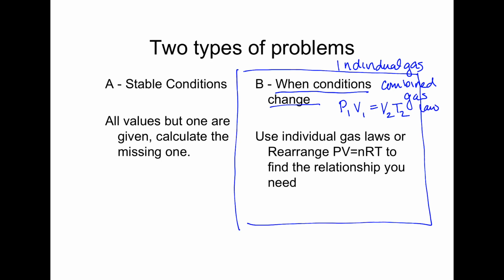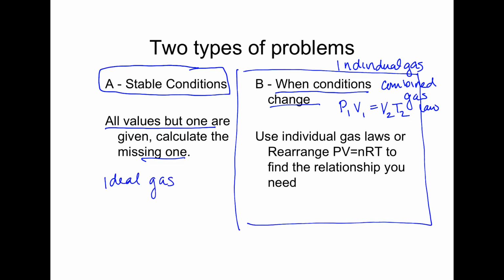Those are different than the problems we're going to work on now, which are called ideal gas law problems. The problems we're going to work on now are problems where the conditions are totally stable. There's not a changing set of conditions, it's just one set of conditions. In these problems, you're going to be given a lot of variables, and you need to calculate the missing one. That'll be a little bit similar to before, but we're just going to use the ideal gas law to do that. Okay, so let's talk about how we got the ideal gas law.